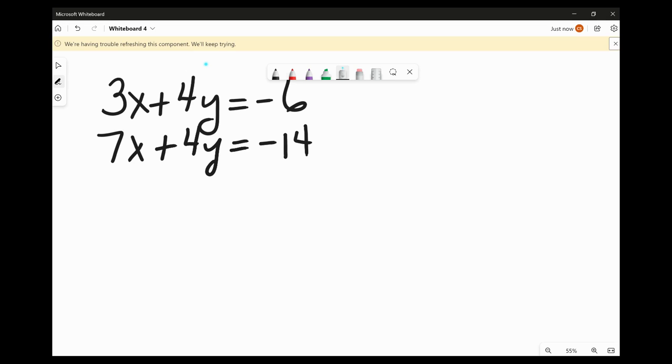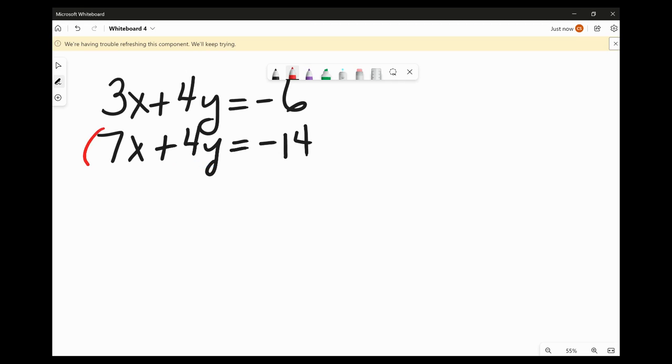Now, I noticed that they both have the same number here for the y's. They both have the same coefficient, which is 4. So if I want to get rid of that, I could make one a negative 4. So in order to make one of them a negative 4, I'm going to make this one a negative 4. I'm going to multiply it by negative 1.